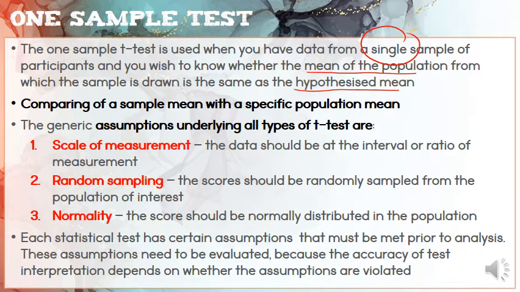So ini sedikit teori, okay, on one sample test. So ingatlah sikit on assumption underlying all type of t-test ni, scale of measurement, random sampling and normality. Apa maksud setiap satu assumption tu lah. Okay, takut nanti ditanya dalam exam.